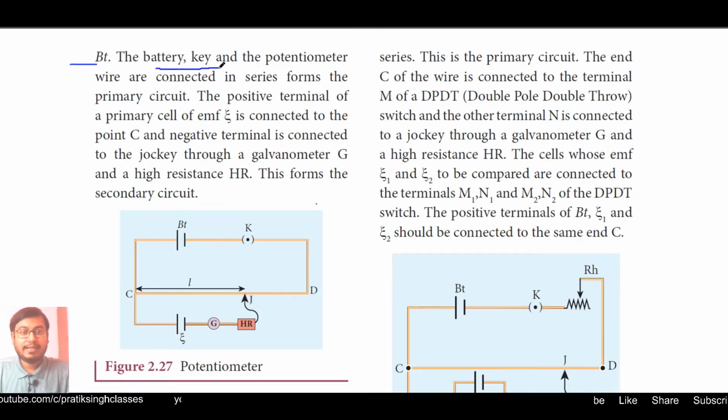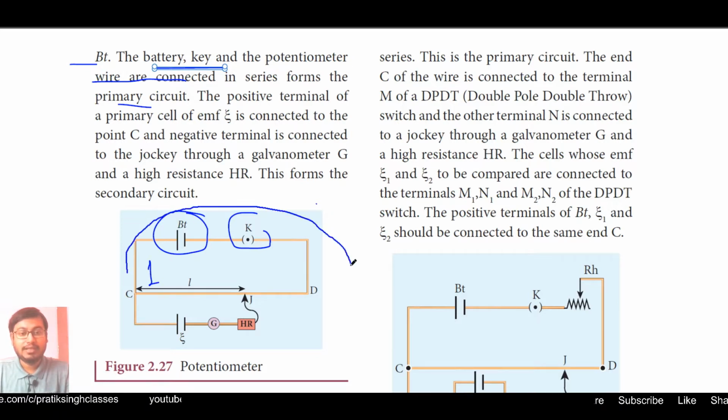The battery, key and potentiometer wire connected in series form the primary circuit. Here you can see the battery BT, the key K and the wire are connected, and this forms the primary circuit. This is the first one. Only this is the primary circuit.